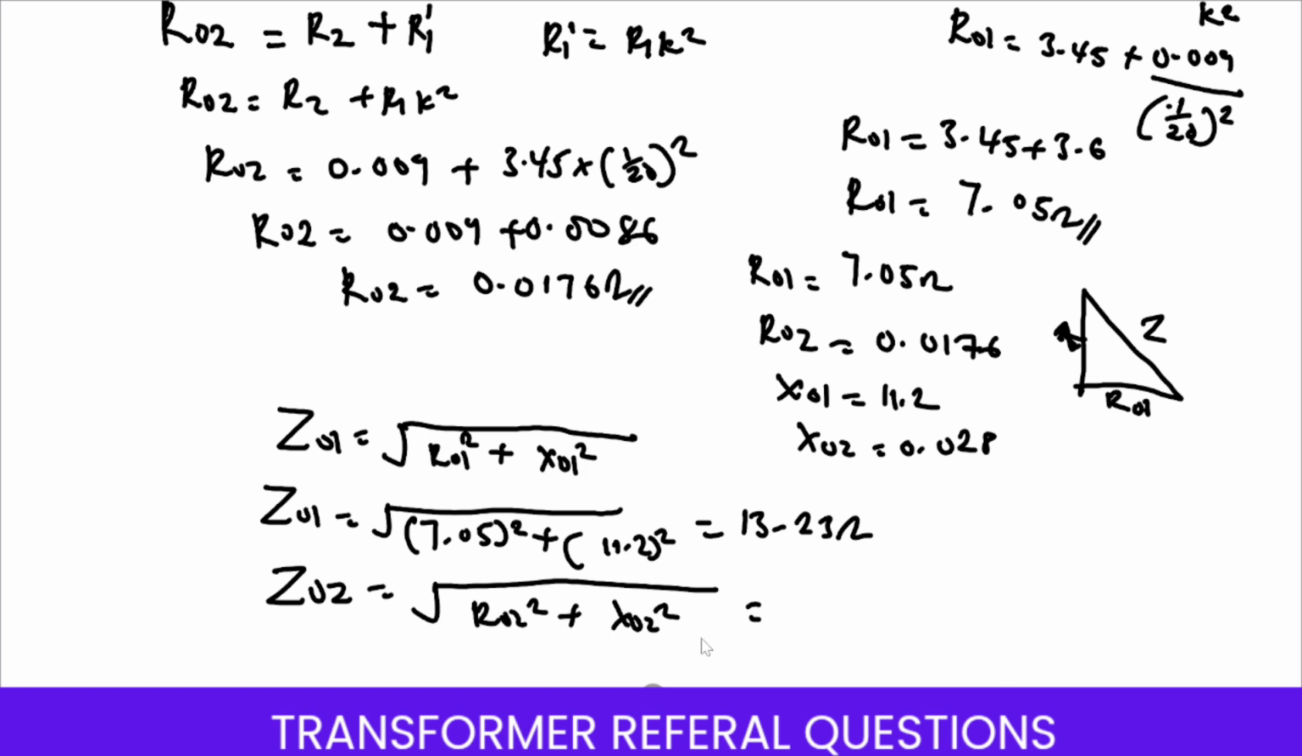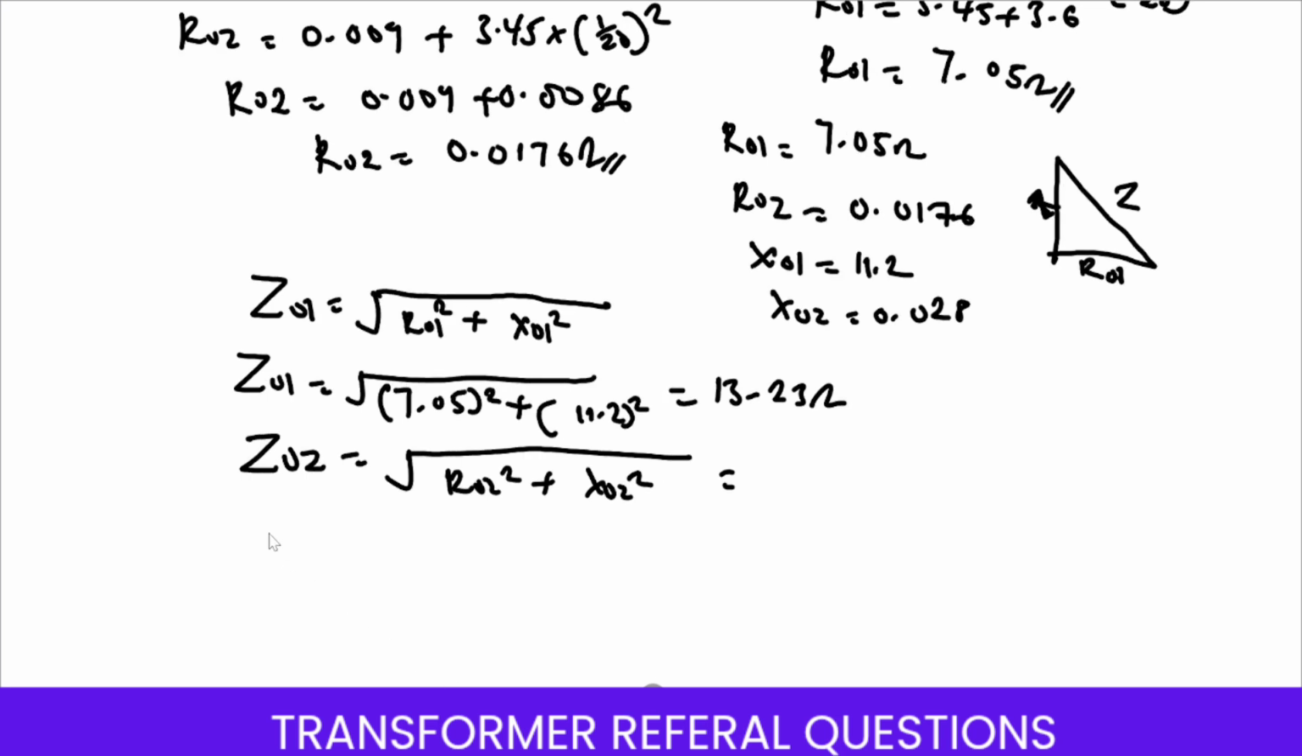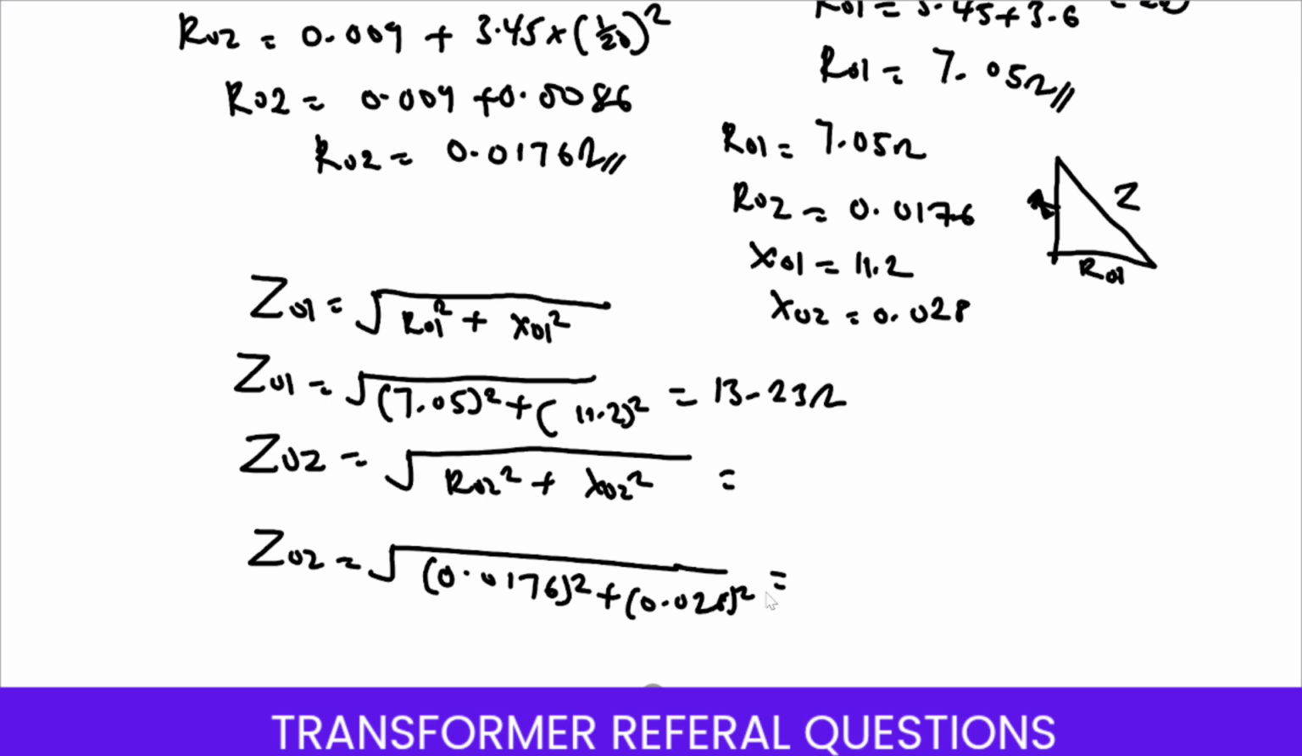Let me just let it follow so that we can have more space to do the other questions. So let's look at the next parameter, Z02, which is equal to the root of R02, whose value we know is 0.0176, squared, plus X02, which is 0.028 squared. That will give us a corresponding value of 0.0331 ohms. That was what my calculator got.